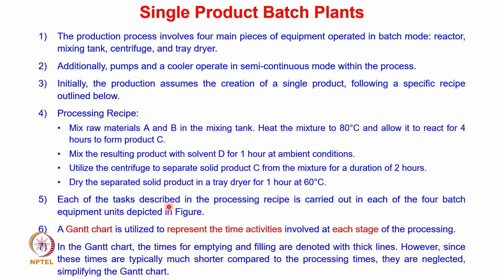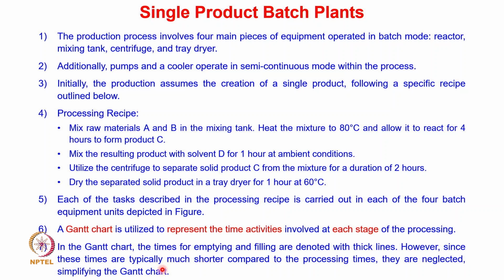So each of the tasks described in the processing recipe is carried out in each of the 4 batch equipments depicted in the figure. I will show the figure, and we can also see the Gantt chart, where these different units are scheduled in terms of the activities and the processing time. In the Gantt chart, the times for emptying and filling are denoted with thick lines. However, since these times are typically much shorter compared to the processing times, they are neglected, simplifying the Gantt chart.